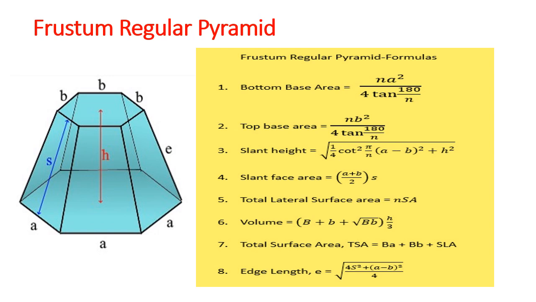Frustum of a regular pyramid. We have several formulas: the bottom base area, how to find the top base area, slant height, slant face area, the total lateral surface area, volume and the total surface area, and the edge length. So we'll take up examples.